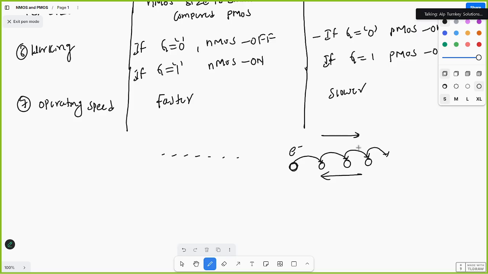The absence of an electron is nothing but a hole. So from this you can conclude that electrons will move faster than holes. Mobility of electron is more than that of the hole, so that's why NMOS are faster and PMOS are slower. Is it fine now? Yes, sir.